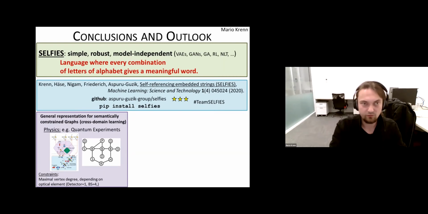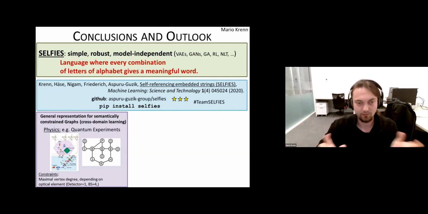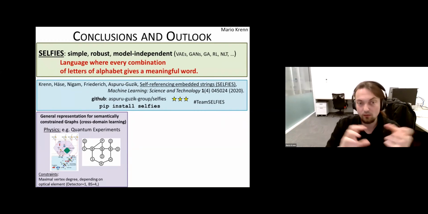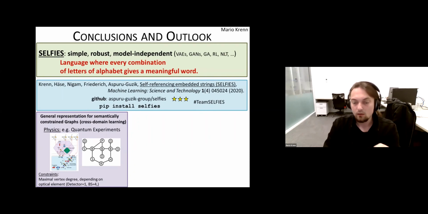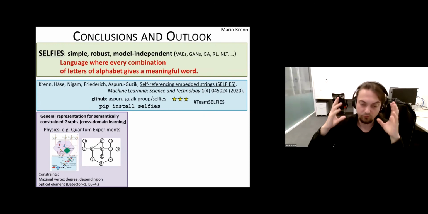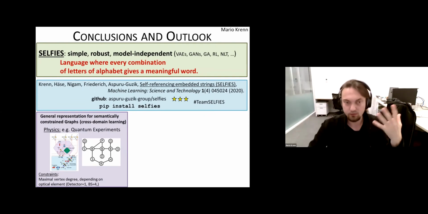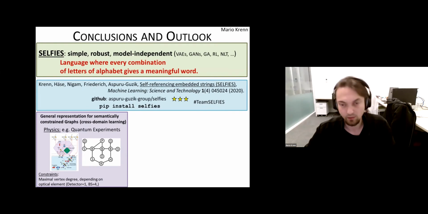You can use SELFIES also for quantum experiments. And in the supplementary of our paper, we actually wrote down the grammar of quantum optical SELFIES. So that would allow for a lot of cross-domain learning, where you have one representation. And the grammar rules you can basically get out from the data set automatically. You don't have to write down the grammar. So this could lead to a lot of really interesting cross-domain learning mechanisms.